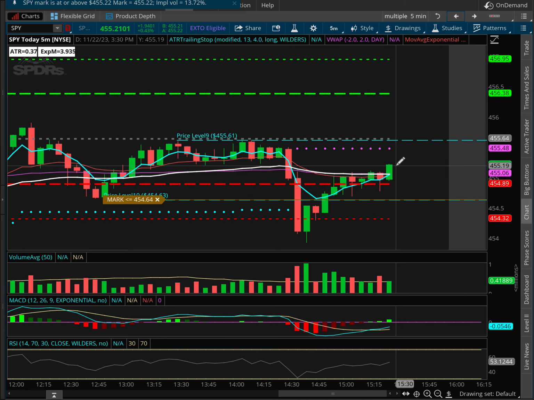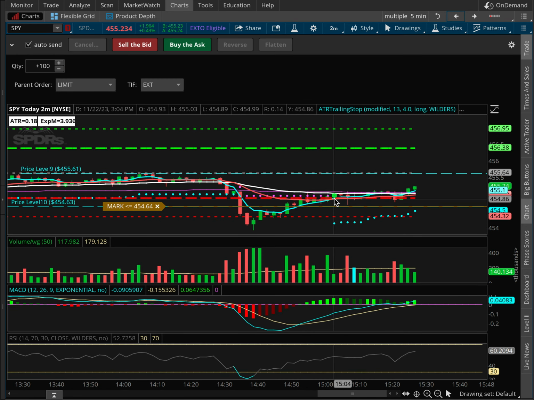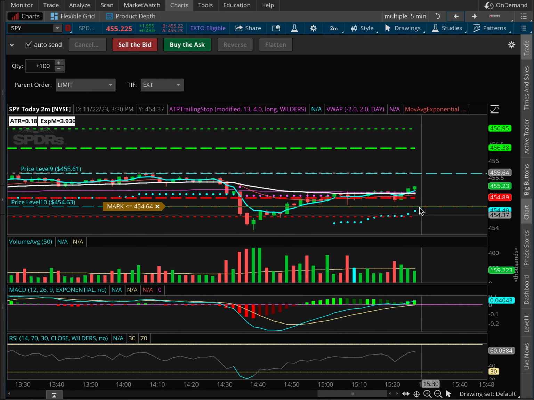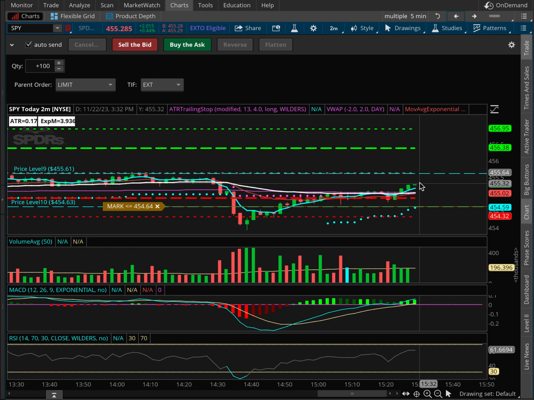So we have gotten above that line. Let's see if we continue up. I'm going to go to the 2-minute chart. A lot of people like to use the 2-minute. I like to use the 1 minute, but whatever works best for you. And it tells me on the 2-minute that the alligator mouth is a little bit open up here for the 5 and the 50. I always say alligator, it just reminds me of that. Looks like we're going to the upside.